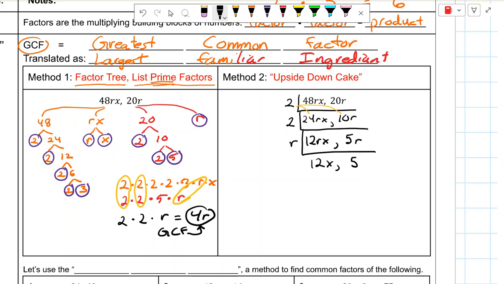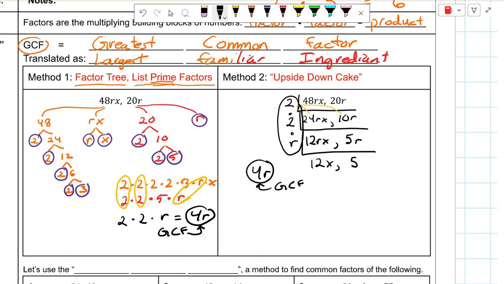And so where do we find the GCF? Well, we find it right here. We multiply all these together and we get 4r. And that is the GCF. Now you can see the difference. It's faster with a cake model than the factor tree. So for the rest of the work today, we will be using the upside down cake.